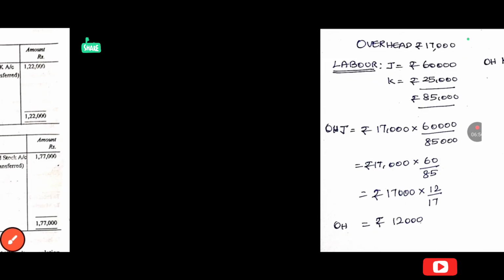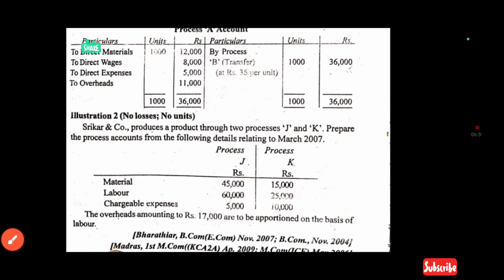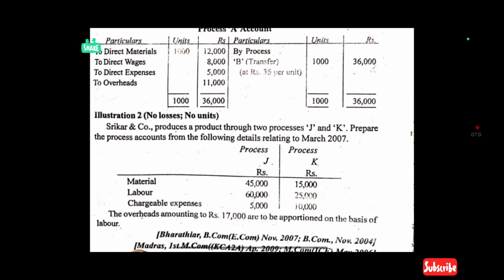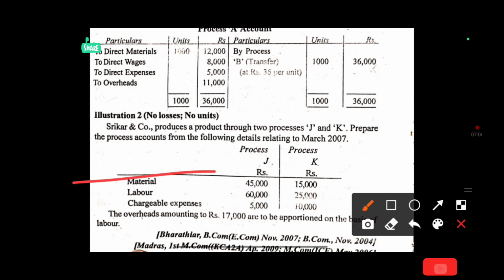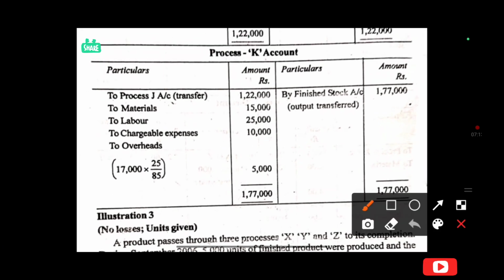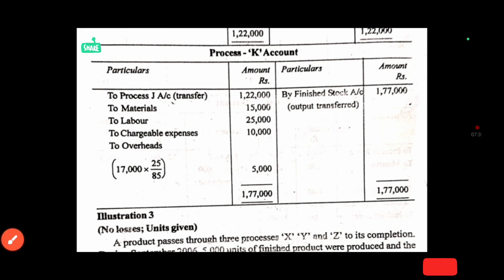Okay. After entering the previous process output as the input for the current process K account, then as usual you are going to enter what is given related to process K's account, all the costs. On the debit side, all the expenses, all the costs related to K, we enter in. To materials, to labor, to chargeable expenses, enter here. Then you need to find out the overhead, apportionment of overhead with the labor, right? So what is the labor cost they have given? 17,000 rupees.